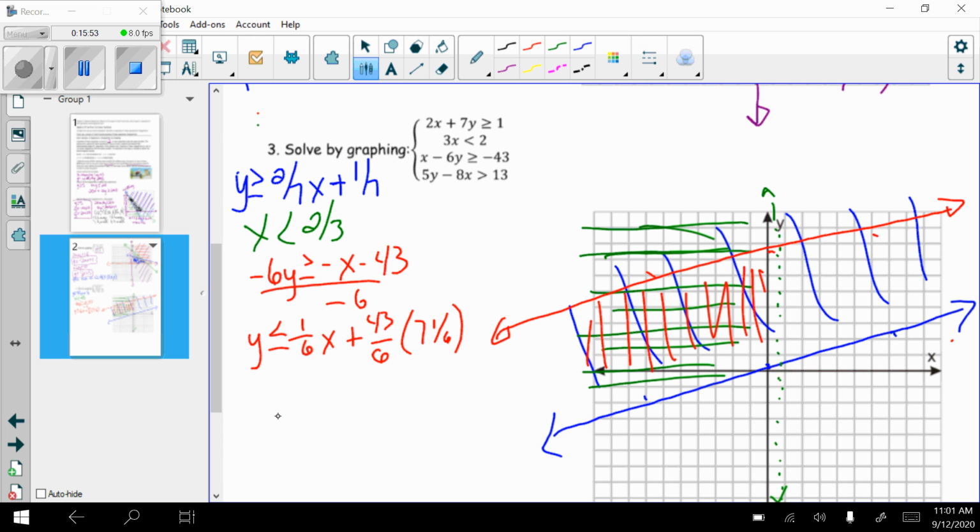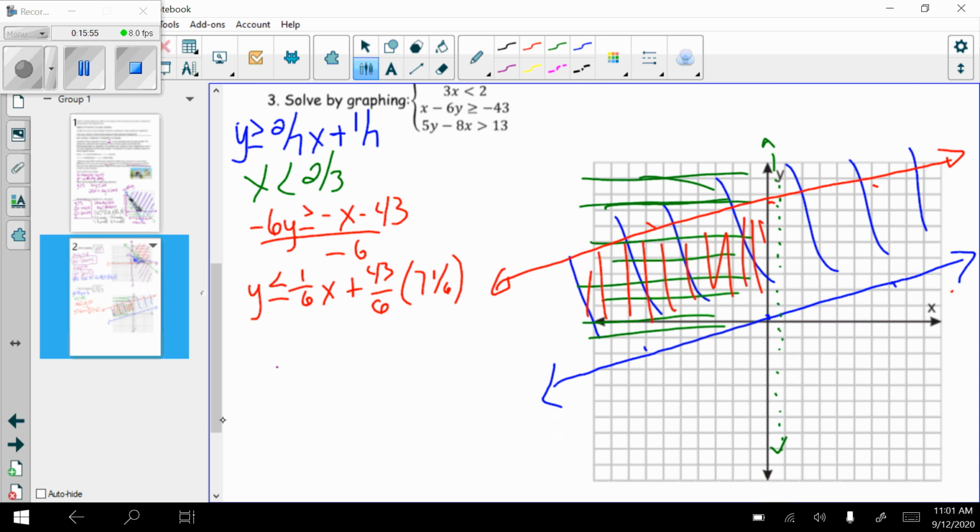Again, I'll come down here and solve that for us. So first I'm going to move my 8x over. So I have 5y greater than 8x plus 13. Divide everything by 5. Y is greater than 8/5 x plus 13/5. So 13/5, let's see, 5 goes into 13 twice, and then we have 3 left over. So 2 3/5. Approximately there is our y-intercept.